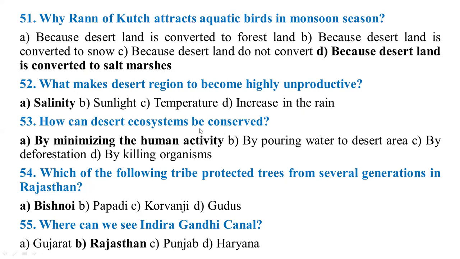How can the desert ecosystem be conserved? By minimizing human activity, by pouring water into the desert area, by deforestation, or by killing organisms. I would like to go for minimizing human activity. Question number 54. Which of the following tribes protected trees for several generations in Rajasthan? Bishnoi, one of the tribe names. They started different activities to protect the trees for several generations. Where can we see Indira Gandhi Canal? Indira Gandhi Canal is located in the state of Rajasthan.